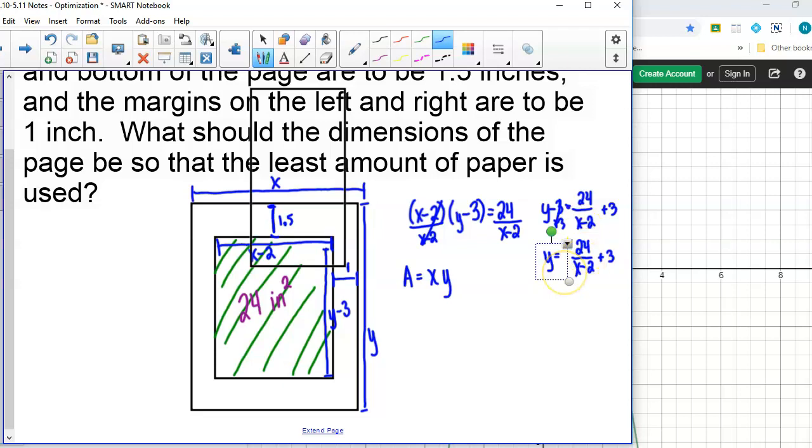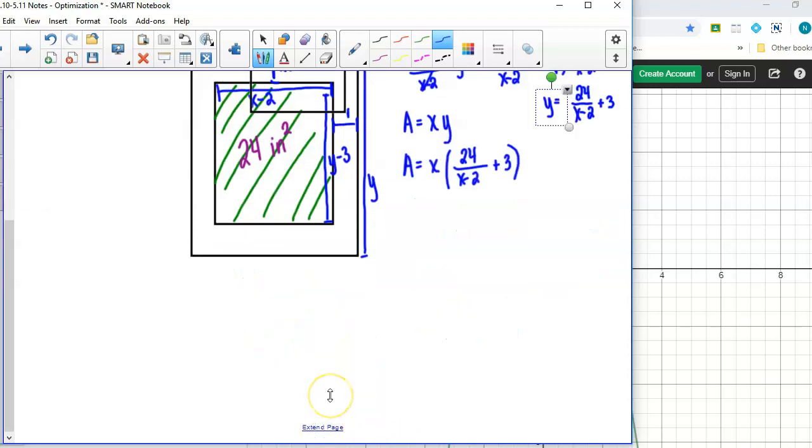So, let me think for a second. I'm going to plug this in for y. Area equals x times 24 over x minus 2 plus 3. And I really don't feel like taking the derivative of that. That looks bad. Let's try getting common denominators here. Maybe it'll clear some stuff up where it's a little bit more simple. If nothing else, we'll just have a straight quotient rule if we can get common denominators.